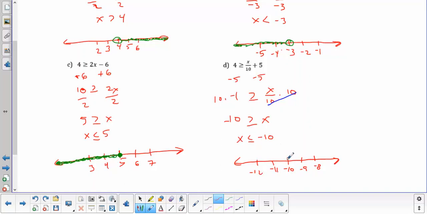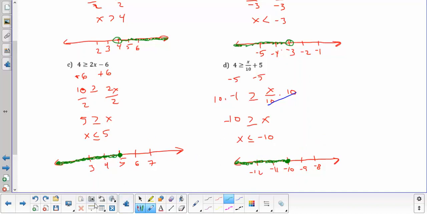Less than or equal to negative 10. So we have equal to, that's telling us automatically we should have a filled in dot. And less than, we should go to the left. Okay, we're going to take values that are less than that.